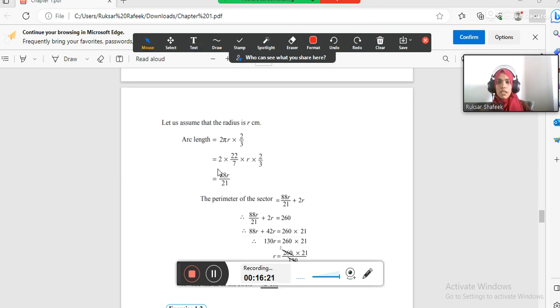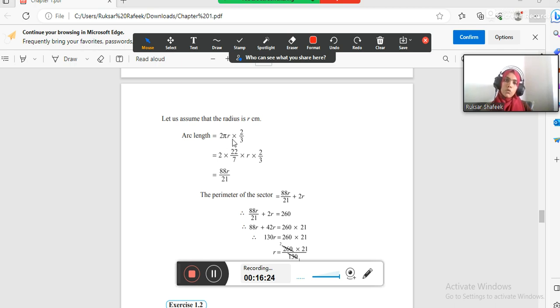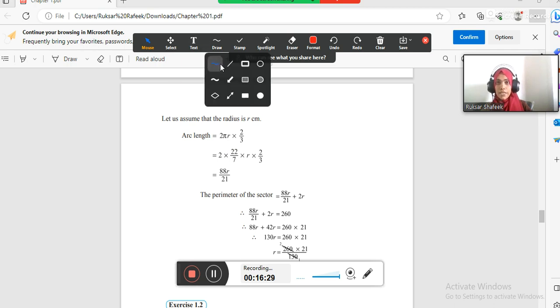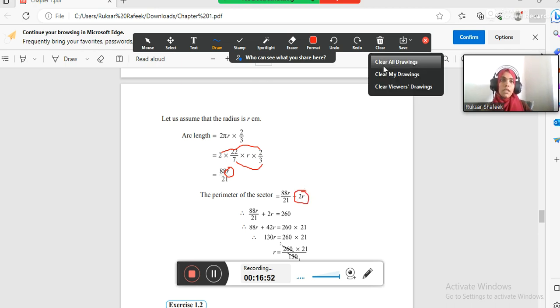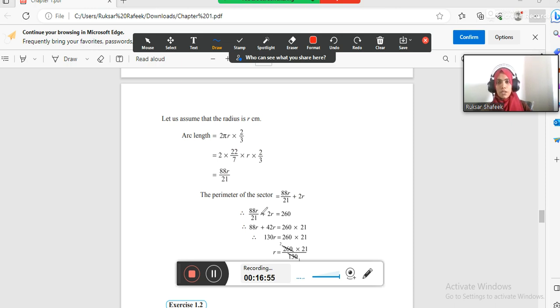So when you look at this, how do you work it out? Arc length is 2 pi r times 2/3. So 2 times 2 is 4, and then you replace the pi with 22 over 7. You multiply all the numerators: 22 times 2 is 44, 44 times 2 is 88, and 7 times 3 is 21. So 88r over 21. That's the arc length, but we do not know what the radius is. And to find the perimeter, you have to add the 2 radii, like I told. That's what they've put, 2r. So now our equation is 88r over 21 plus 2r equals 260.